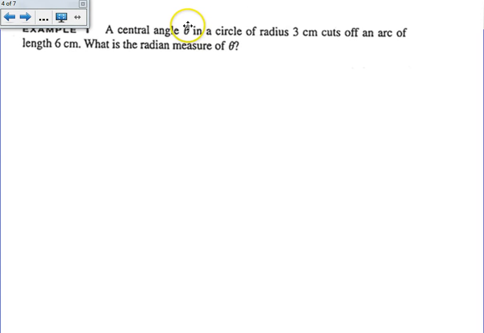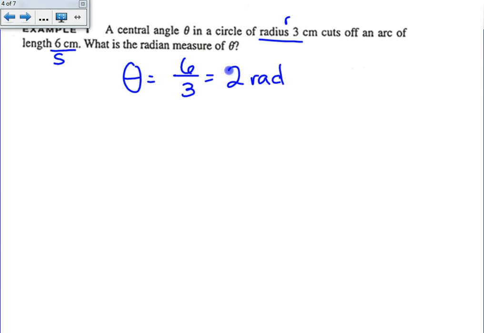So first example, a central angle of theta in a circle has a radius of 3, and cuts off an arc of length 6. So this is our radius R, this is our arc length S. The radian measure would be S divided by R, or 2 radians.